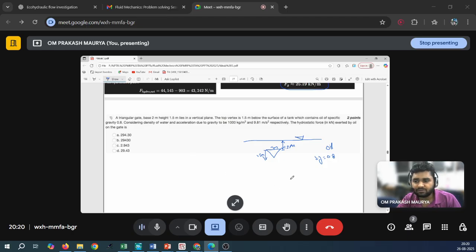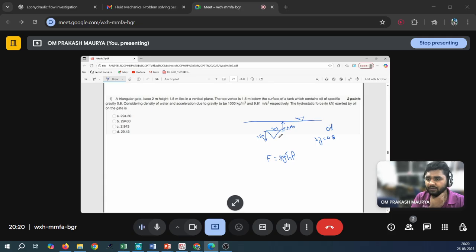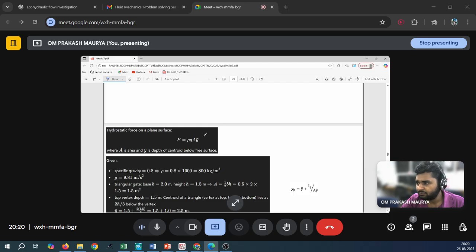So what is the hydrostatic force in such situations? Force is equal to rho g h bar into A, or y bar, you can say. If we are going to consider the depth, we can say y bar or h bar, whatever. So this is your final expression for the force, as sir has taught in the class also.